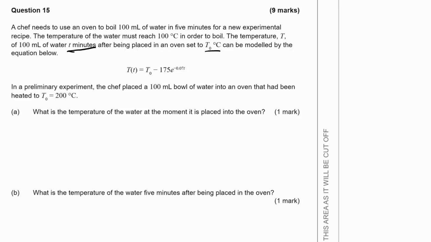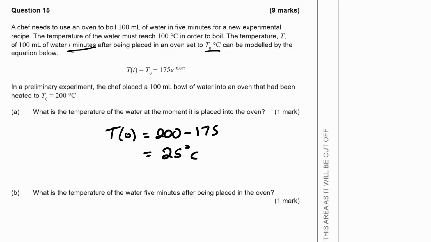In a preliminary experiment, the chef placed a 100 milliliter bowl of water into an oven that had been heated to T0 equals 200 degrees Celsius. What's the temperature of the water at the moment it's placed in the oven? Well, that's just T of 0, which would be T0, which in this case is 200, take away, now e to the 0 is 1, so 175. So that is going to be 25 degrees Celsius.